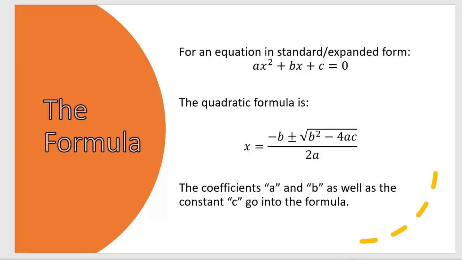This is what we mean by an equation in standard, also called expanded form. We have an x squared term, an x term, and a constant, and we've set these equal to 0. If there's a value other than 0 on the right-hand side, the first step would be to move it to the left-hand side. So if we've organized it so that the x squared term is first, then the x term, then the constant, then we label their coefficients and the constant as a, b, and c. A is the number in front of x squared. B is the number in front of the x, and c is the constant.